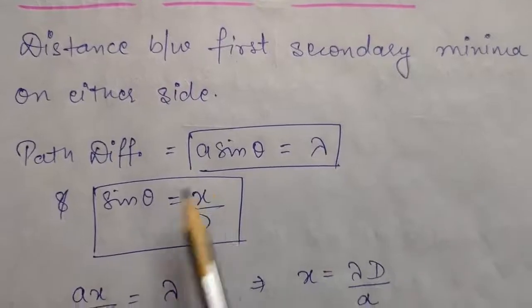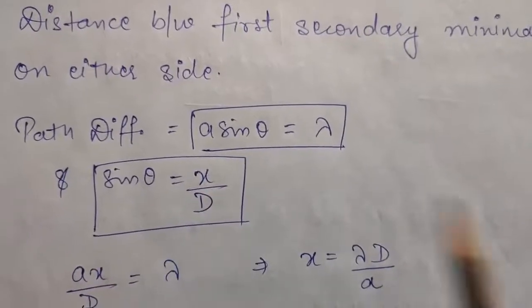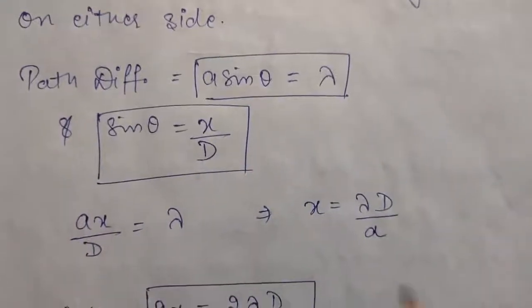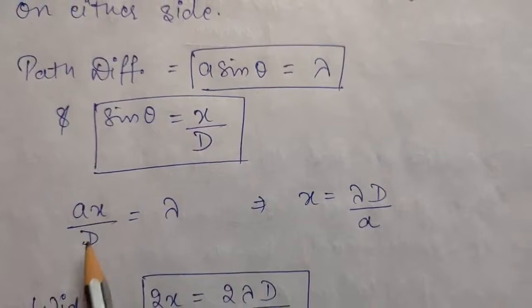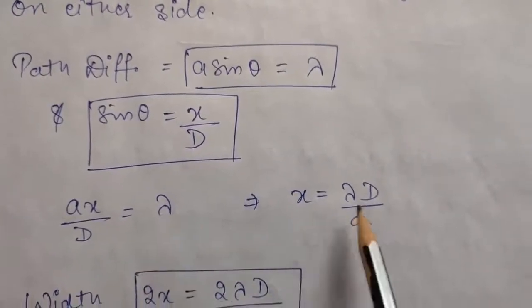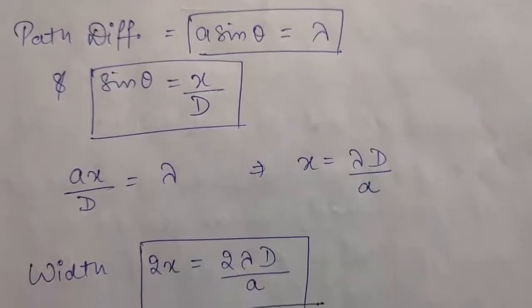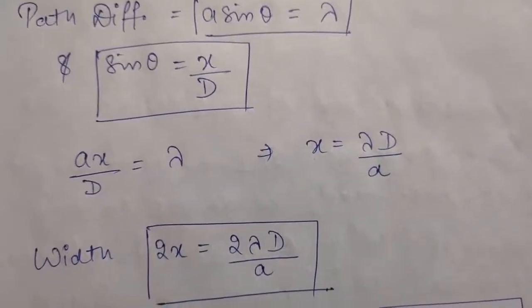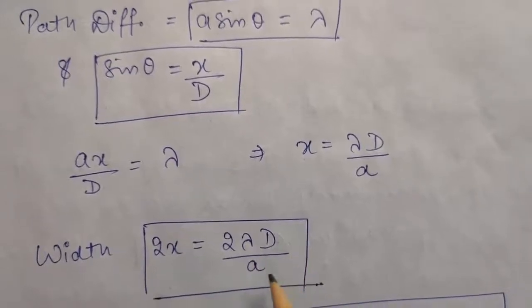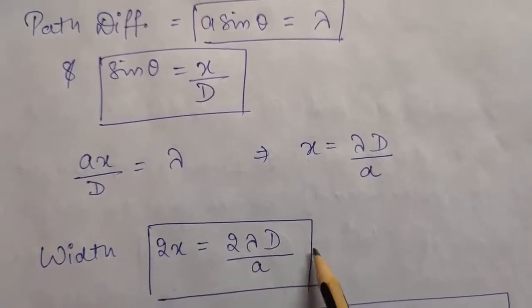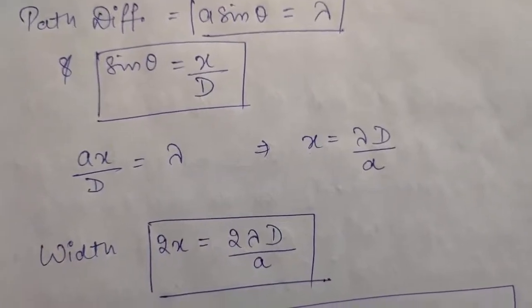Now you have derived one more equation, that is sine theta is equal to x by d. If you put the value of sine theta into this one, you will get a x by d is equal to lambda. From here, x will come to be lambda d by a. Now the width of the central band is nothing but 2x, so the width will be 2 lambda d by a. This is the formula for the width of the central band for the diffraction pattern.